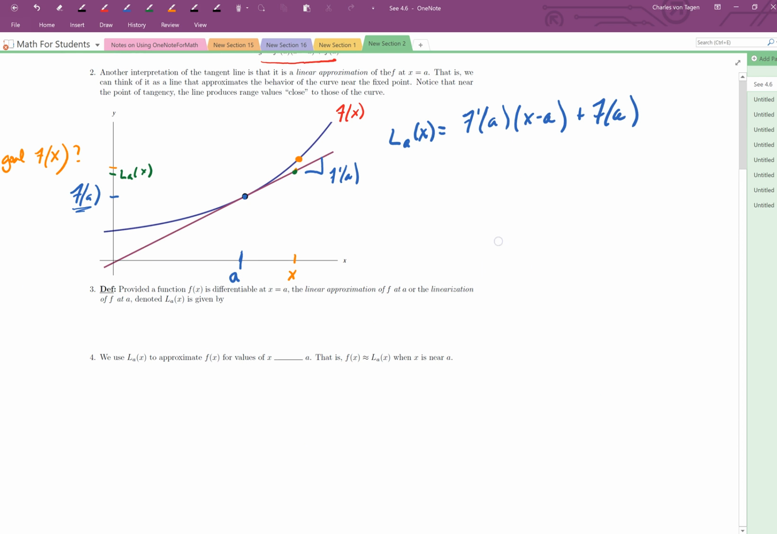So continuing with the notes, provided that we've got a function that is differentiable, now that's key, we're going to build an equation of the tangent line at a point a, and for that to work we need f to be differentiable at a. Then we'll say the linear approximation of f, or the linearization of f at the point a, is given by this expression. So L_a of x, and it's just what we've been writing. It's just the equation of the tangent line. f prime of a times x minus a plus f of a.